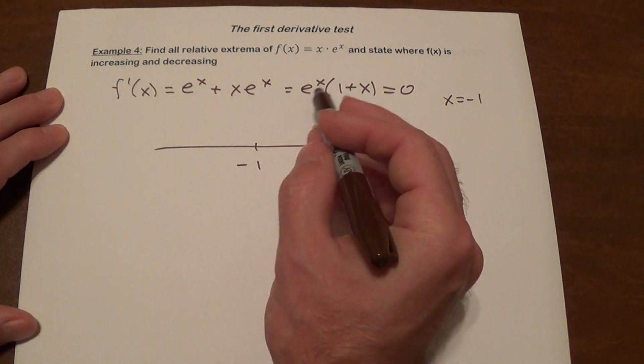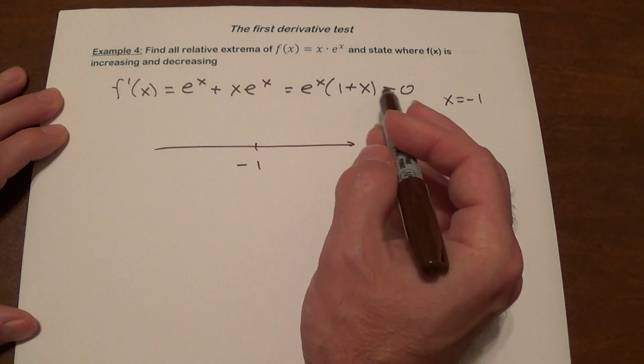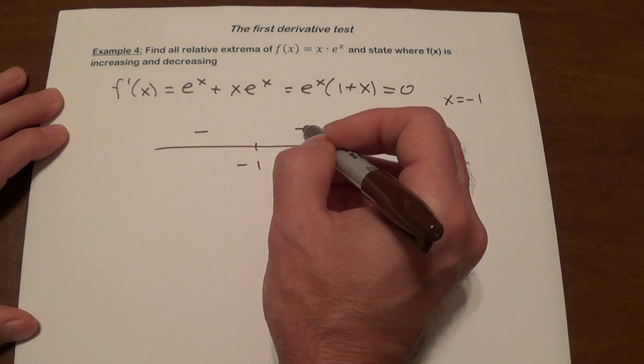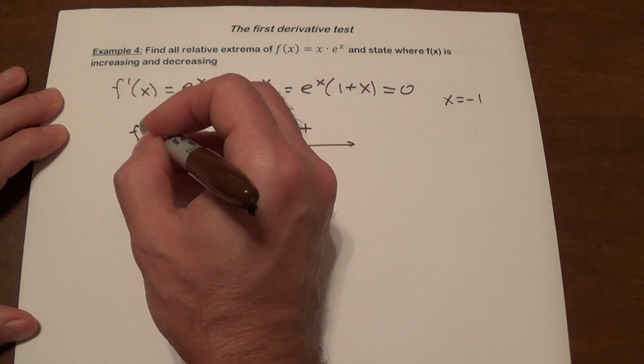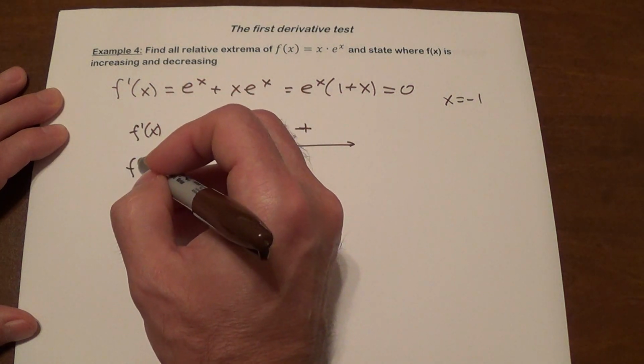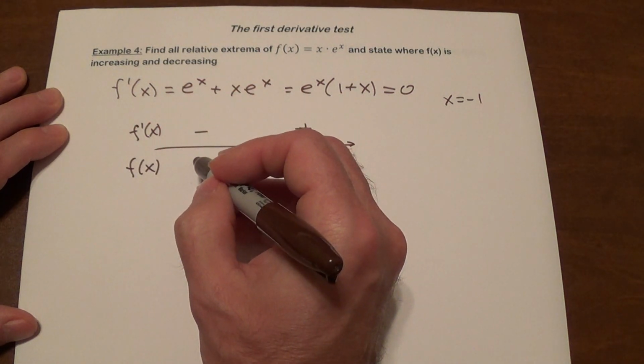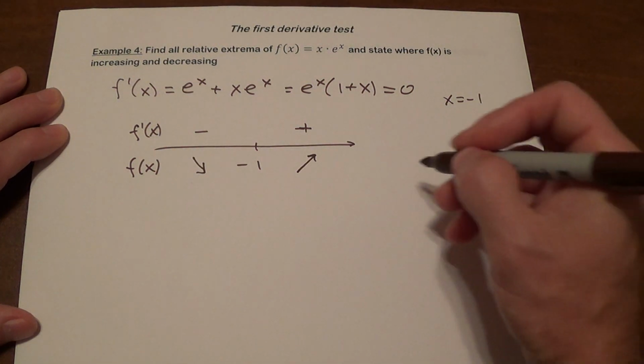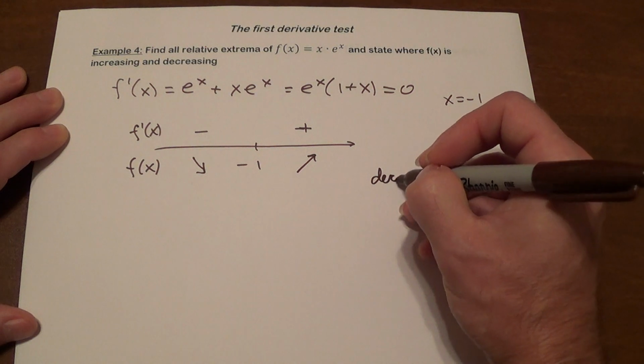So what's going to happen? E to the x stays positive all the time. We're just going by 1 plus x. The sign of the first derivative will be negative here and positive here. So our function is decreasing on this side and increasing on this side, right? That's what we're going to state.